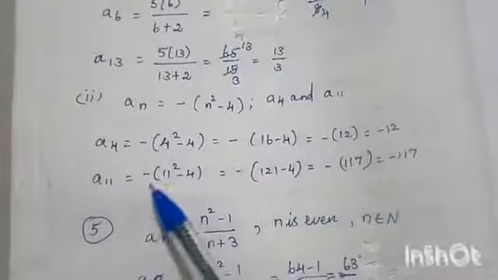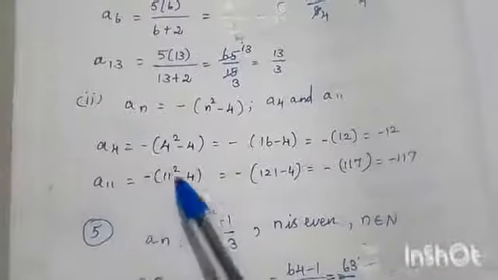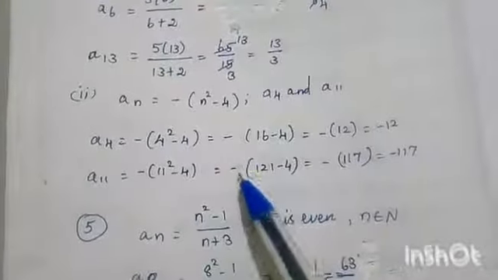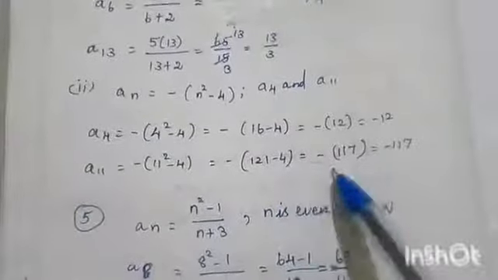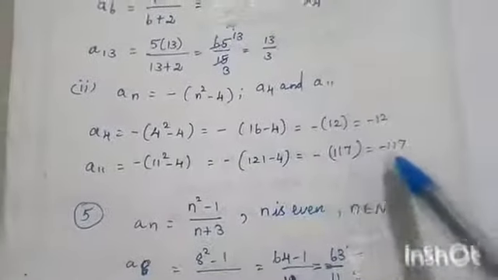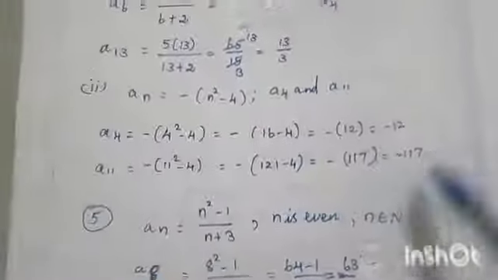Then for 11, n value is 11. Minus of 11 square minus 4. So that is minus of 11 square value 121 minus 4. That is minus of 117. That is equal to minus 117.